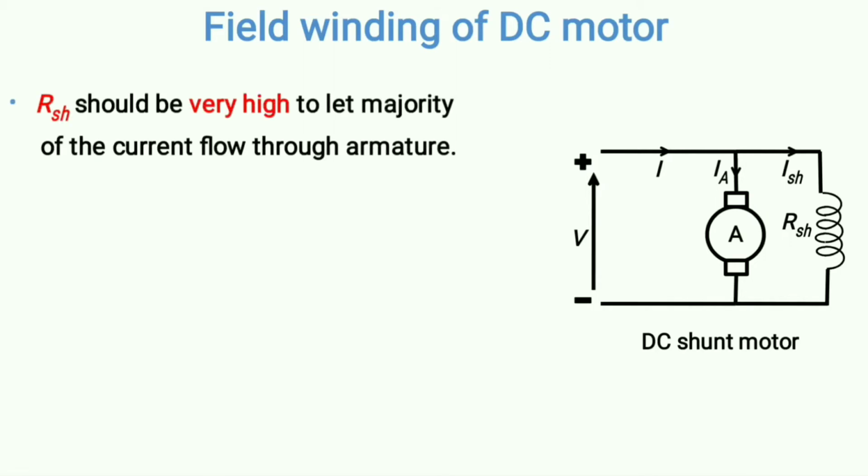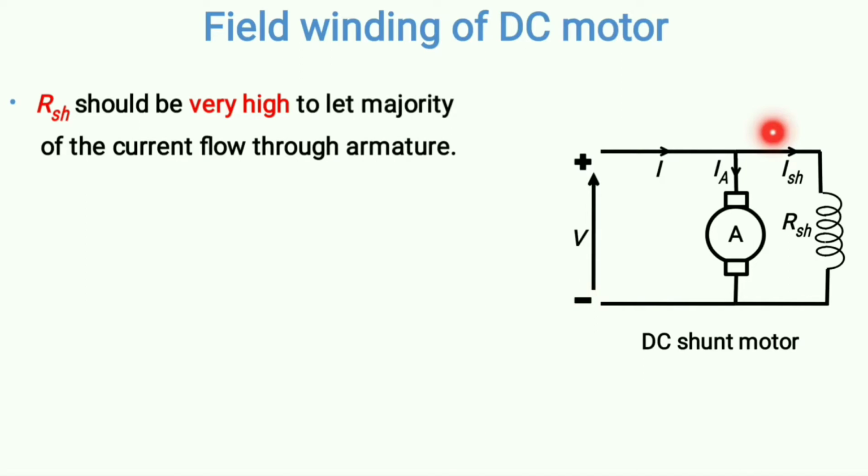Now see the first point: the shunt field winding resistance should be very high to let the majority of the current flow through the armature. Actually see here, at this point the current is getting divided. The current is coming from the supply and it is getting divided here. Now for example, if your resistance is very less, what will happen? Most of the current will flow through this path. That means the current will bypass the armature and the majority of the current will flow through this parallel path.